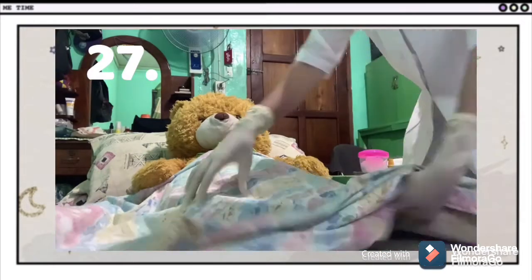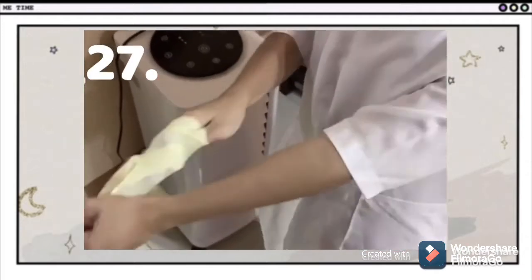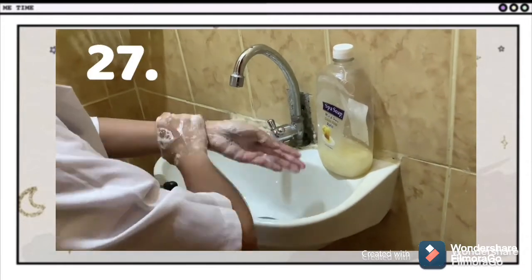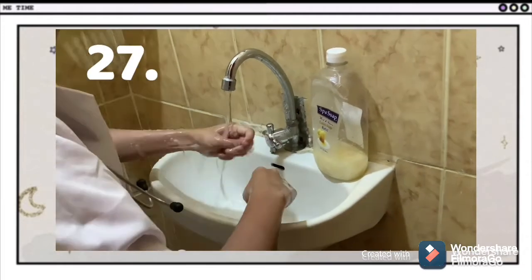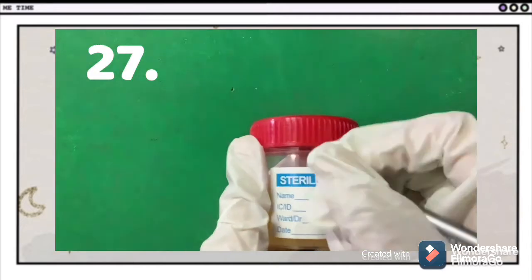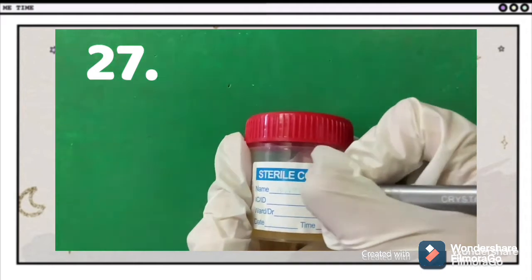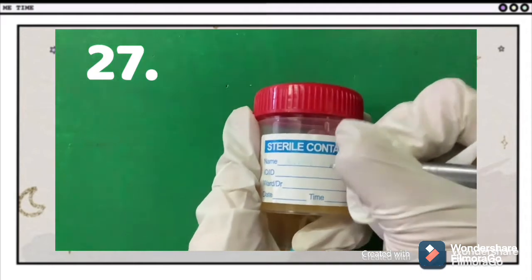Make client comfortable. Do aftercare of equipment. Remove gloves and do hand washing. It prevents the spread of microorganisms. Label the urine specimen and send to the laboratory promptly. Urine kept at room temperature may cause organisms, if present, to grow and distort laboratory findings.